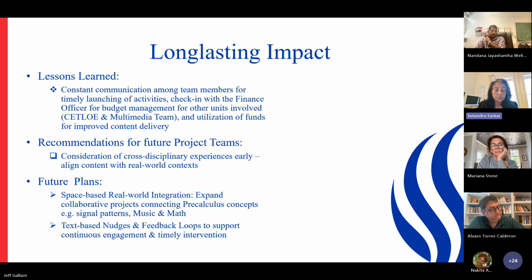If we have the opportunity to introduce, and that's where we are heading towards, the space-based real-world integration for collaborative projects, and that might be something to do with Atlanta, making Atlanta downtown a prime resource of information, and utilizing it in the pre-calculus context, as well as maybe something to do with signal patterns or music and math. That kind of stuff might generate interest among the students of different disciplines.